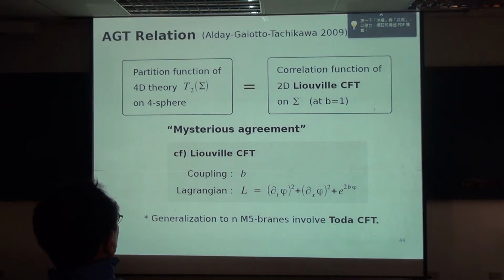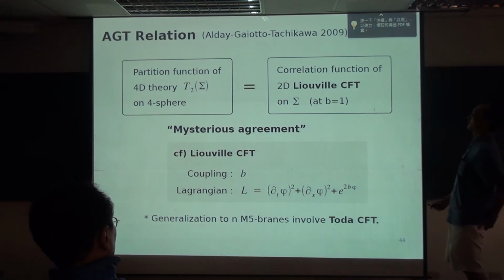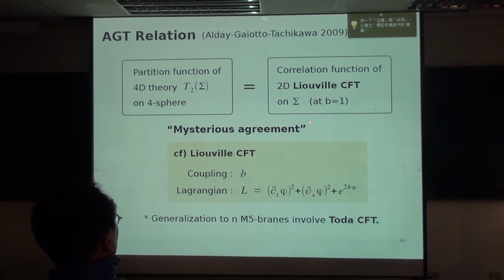So in 2009, some people computed the partition function of the four-dimensional theory that we can obtain by compactifying M5 brane on a Riemann surface. So this is a four-dimensional gauge theory, and we compute a partition function on the four sphere. Then very surprisingly, the result agrees precisely with the correlation function of two-dimensional Liouville theory at this special value of the coupling. And this Liouville theory is defined on sigma. So this is a rather mysterious agreement.